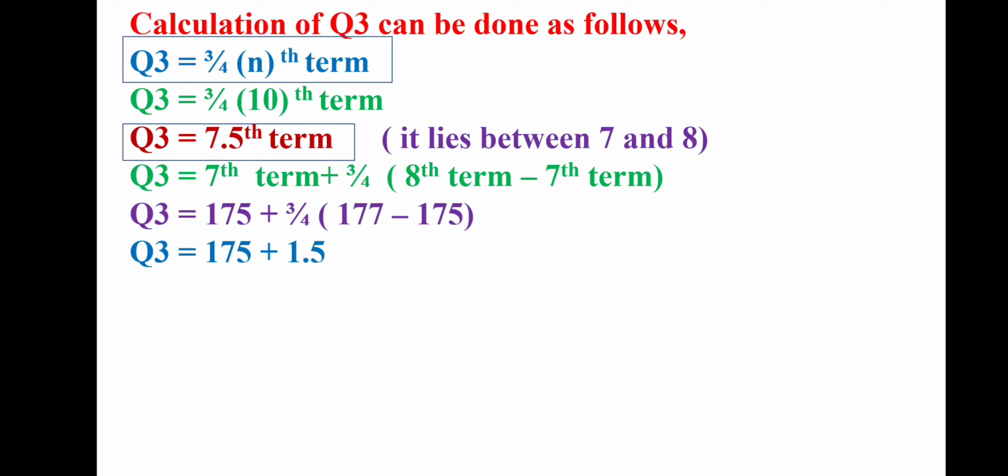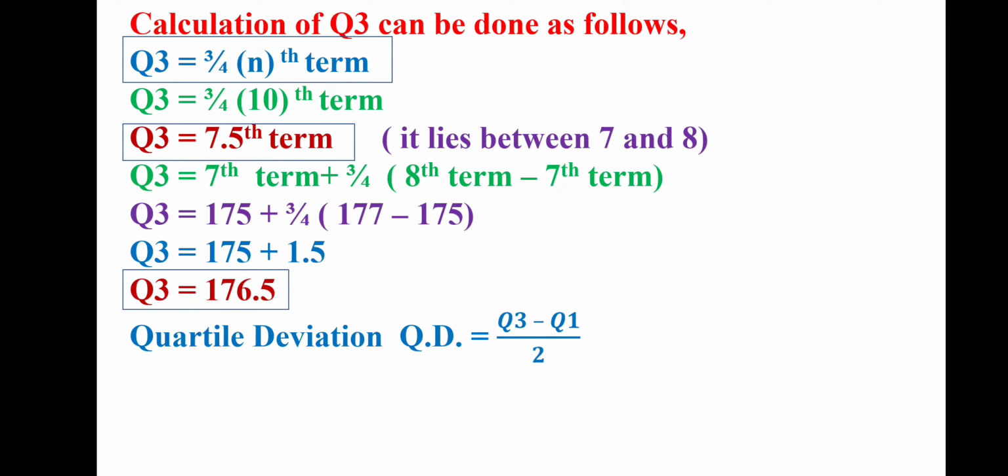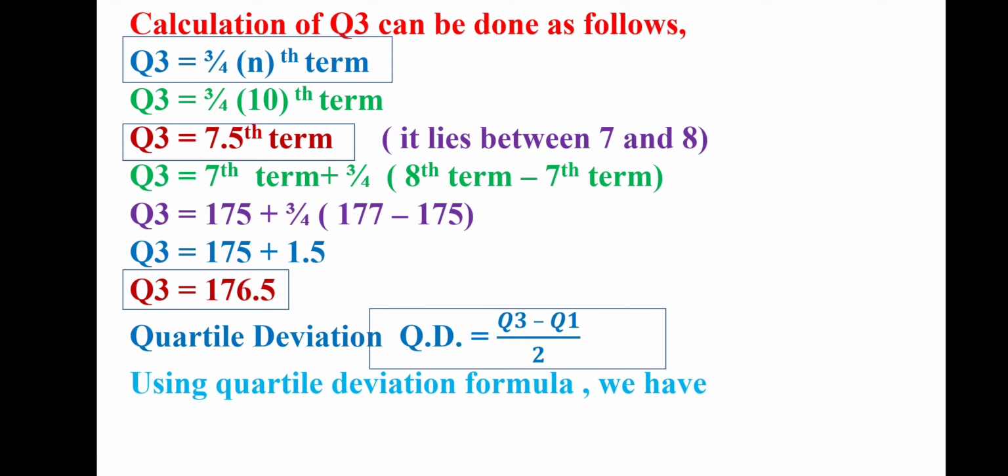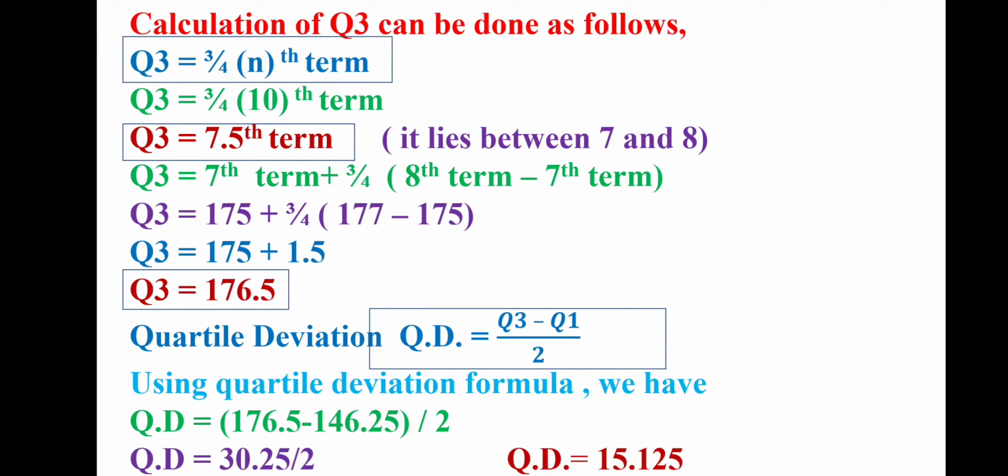So we'll get 175 plus 1.5, so 176.5. Q3 equals 176.5. Then we can find out the quartile deviation. The formula is (Q3 minus Q1) divided by 2. So Q3 value is 176.5, Q1 value is 146.25, divided by 2. So 30.25 divided by 2 is 15.125. In this way we can find out the quartile deviation.